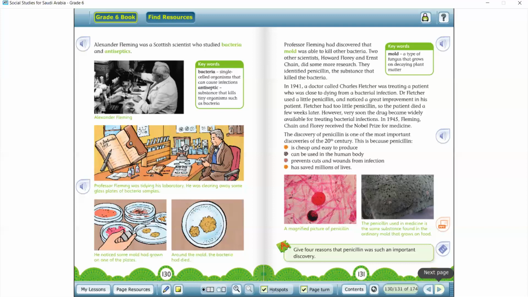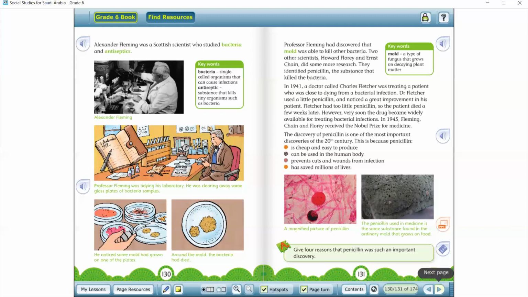Then in 1941, a doctor called Charles Fletcher was treating a patient who was close to dying from a bacterial infection. Dr. Fletcher used a little penicillin and noticed a great improvement in his patient. So these doctors did research, brought information, and tried it on a patient, and it worked. He saw a great improvement. So they've done their research.